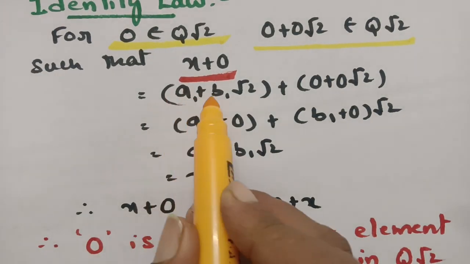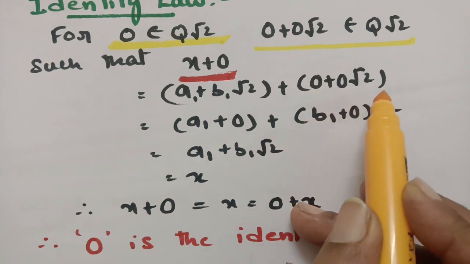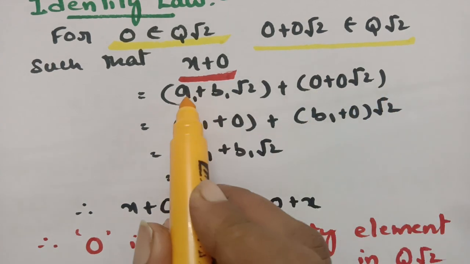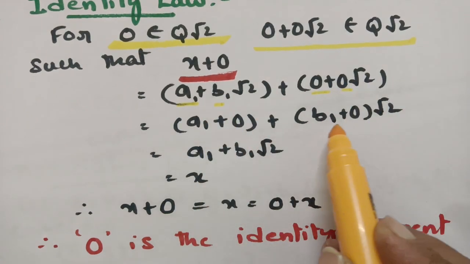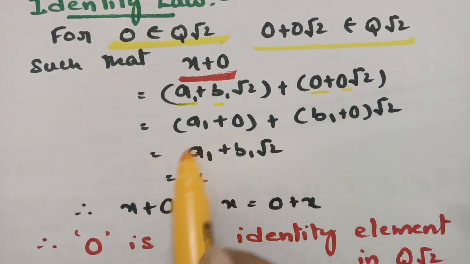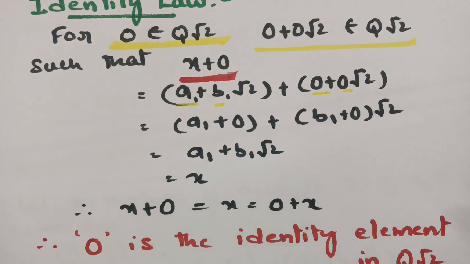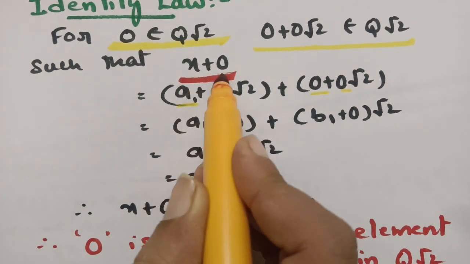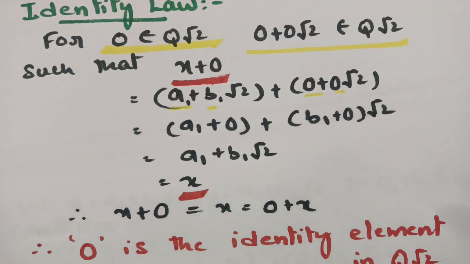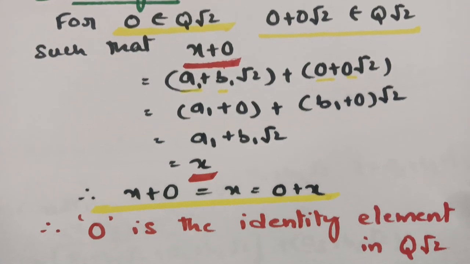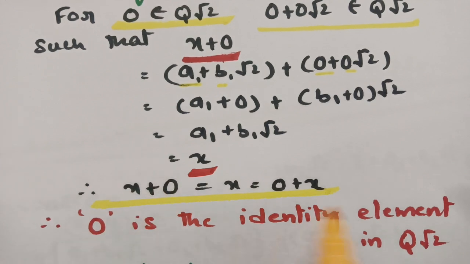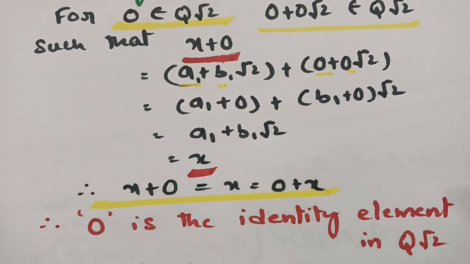So x is nothing but a1 plus b1 root 2, and 0 is nothing but 0 plus 0 root 2. If I add these two terms, that is a1 plus 0, and for the next term, b1 plus 0, again this will be x. Therefore we got x plus 0 as x, so we can write x plus 0 is equal to x is equal to 0 plus x, and therefore 0 will be the identity element in Q root 2. Therefore Q root 2 satisfies the identity law.